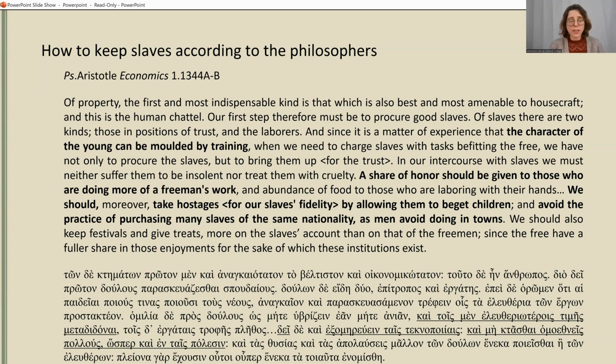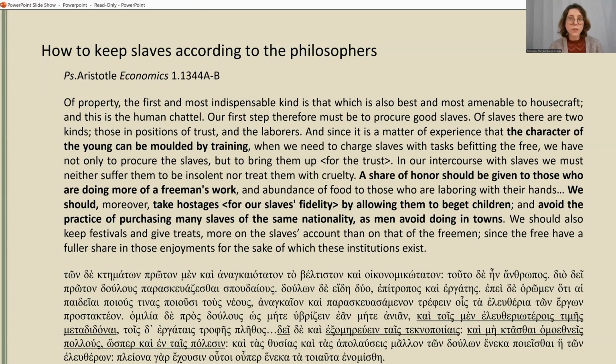And what does he have to tell us about slaveholding? So in this passage, we read, "Of property, the first and most indispensable kind is that which is also best and most amenable to housecraft. And this is the human chattel." So chattel, a word for property to distinguish sort of movable property as distinct from land. "Our first step, therefore, must be to procure good slaves. Of slaves, there are two kinds, those in positions of trust and the labourers."